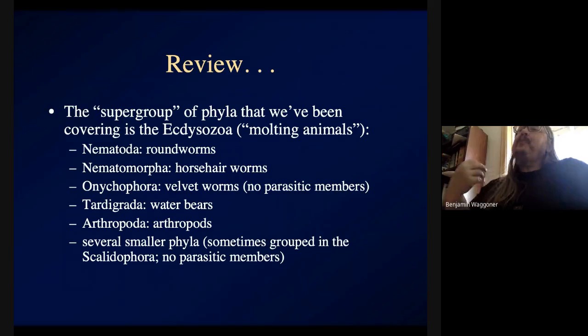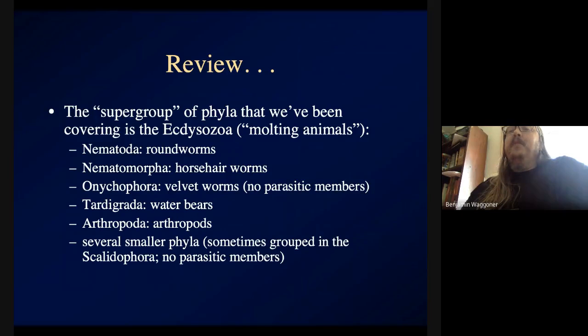Anyway, Nematoda belongs to a superphylum called the Ecdysozoa. These are all of the animals that molt a chitinous cuticle. We've talked about roundworms. Most of these groups don't contain parasitic members at all. There aren't any parasitic velvet worms. There aren't any parasites in the grouping called the Scalidophora. That includes priapulids and kinorhynchs and other things that are pretty obscure. None of those are parasitic.